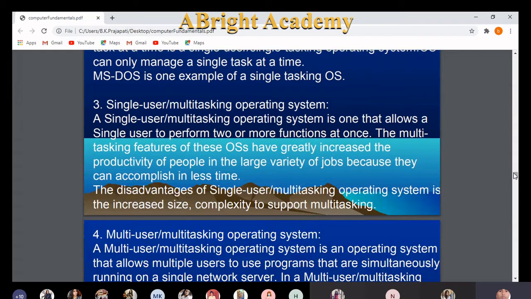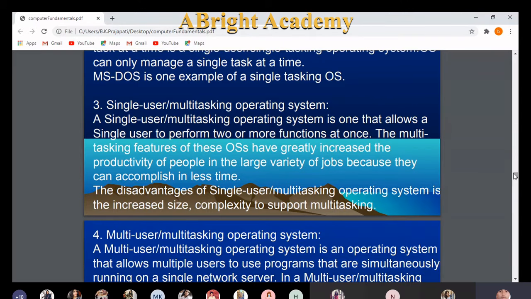Multitasking operating system. A multitasking operating system is one that allows a single user to perform 2 or more functions at once. The multitasking feature of these operating systems has greatly increased the productivity of people in a large variety of jobs because they can accomplish more in less time. The disadvantage of a single-user multitasking operating system is the increased size and complexity required to support multitasking.